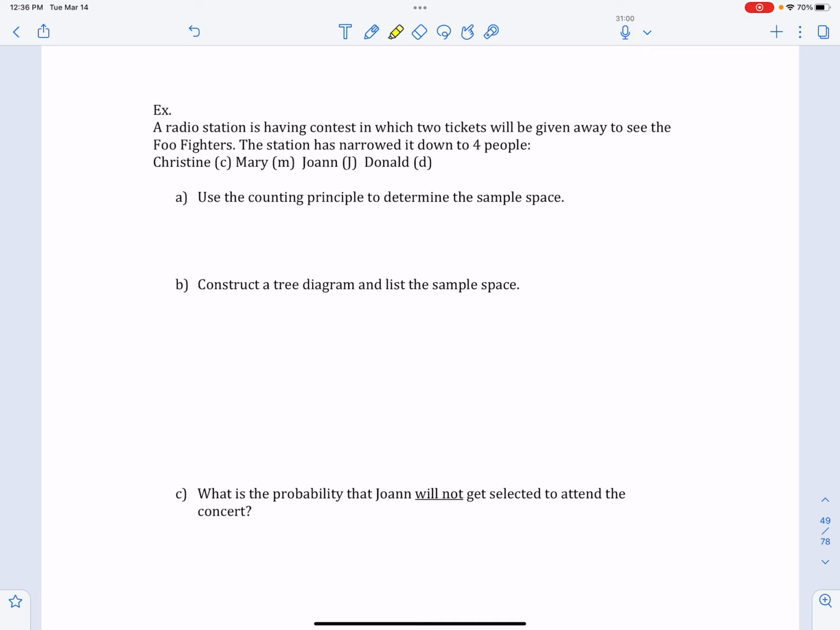So the counting principle says first ticket, we have 4 people available. If one of those 4 people wins the ticket, which they should, then there's going to be 3 people available for the second ticket. And the reason why it's not 4 again is because we have to take one of those people out of those original 4 because one of them has already won the ticket. So 4 times 3 is 12. So I know there are 12 different possibilities that the 4 people can be chosen.